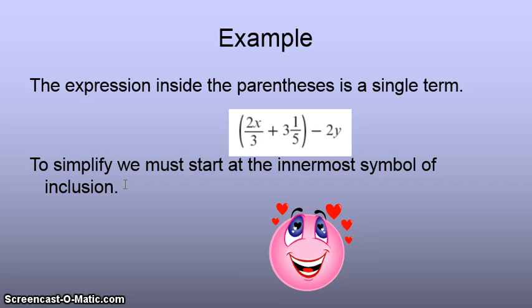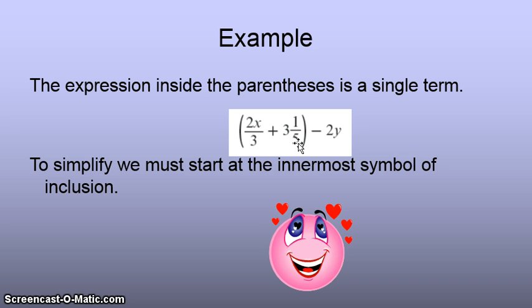In this example, we have an expression inside parentheses and then an expression outside parentheses. So inside the parentheses, we've got 2x over 3 plus 3 1/5 minus 2y. Now, typically, without these parentheses, we would say that this is one term, this is another term, and this is a third term. But because these parentheses are around it, all of this is included in the same term. The parentheses say everything here is included in the same term.